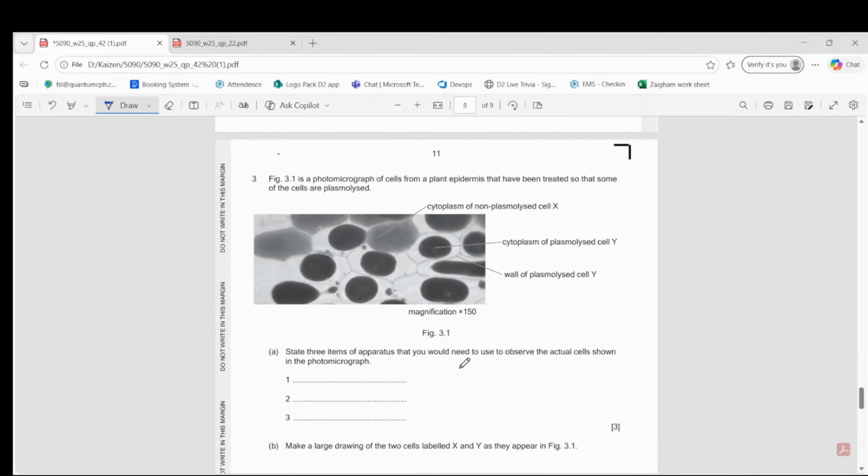Okay, figure 3.1. It's about cells. One cell is plasmolyzed, the other cell is not. Okay, state three items of apparatus that you are going to use to view the cells. Okay, this one is quite small.